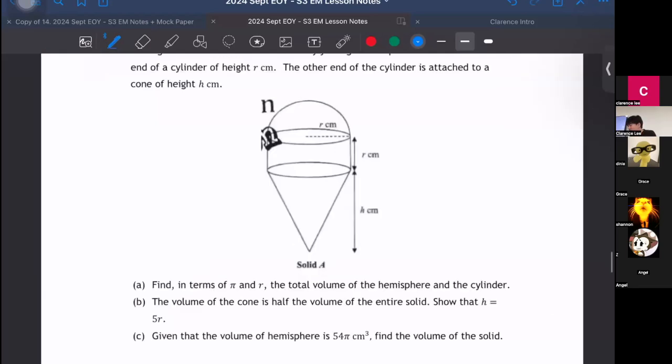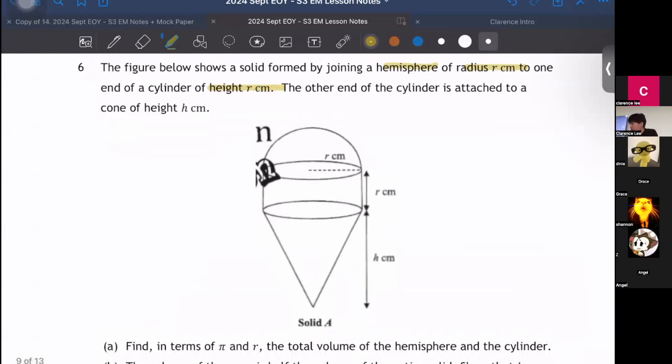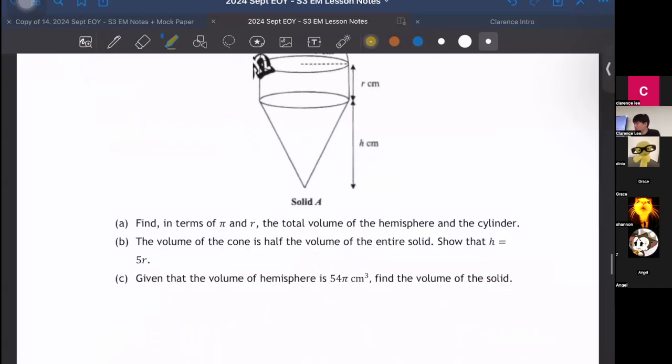Part 6, question number 6. You have this solid formed by a hemisphere, radius r, to a cylinder of height r. So the r here is the same thing. The other end of the cylinder is attached to a cone of height h cm. You must find the total volume of your hemisphere and your cylinder.